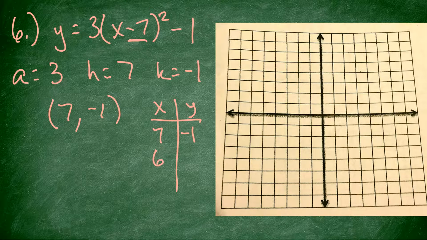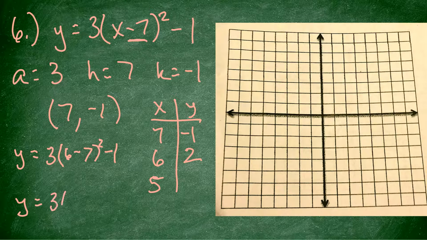I'm going to get smaller. Doesn't matter. You can put 7, 8, 9. I put 7, 6, 5. It does not matter. I plug it in. Y equals 3 times 6 minus 7 squared minus 1. 6 minus 7 is negative 1. Negative 1 squared is 1. So I get 3 minus 1. That's 2. Now I'm going to plug in 5.